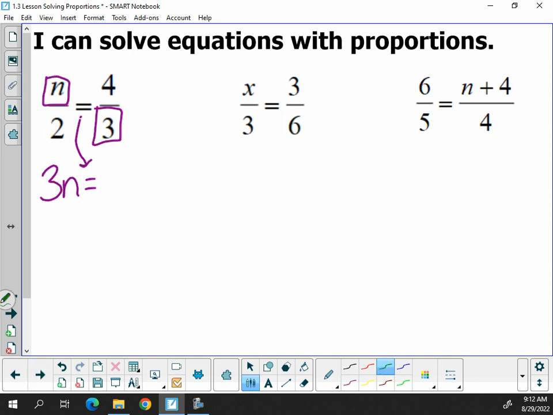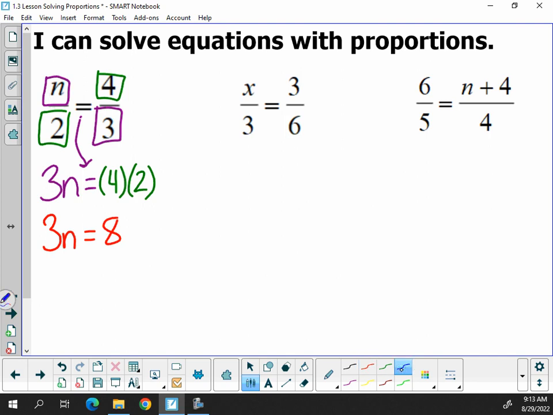I'm going to multiply the top of this fraction by the bottom of the other one, 4 times 2. I'll show that by using parentheses. And then I can continue solving this equation. So I have 3 times n, I can't do anything with that, and 4 times 2 is 8.